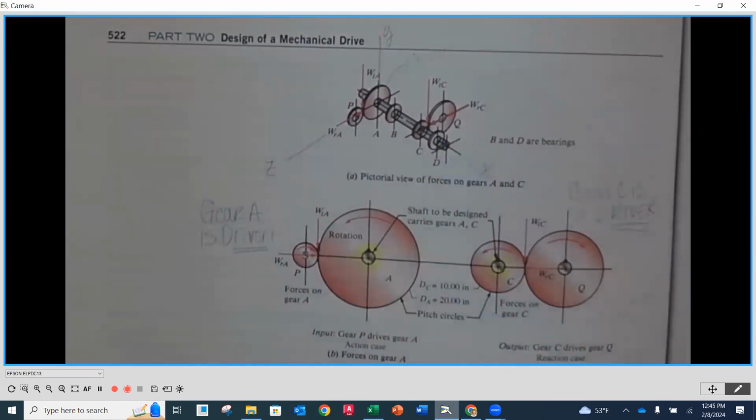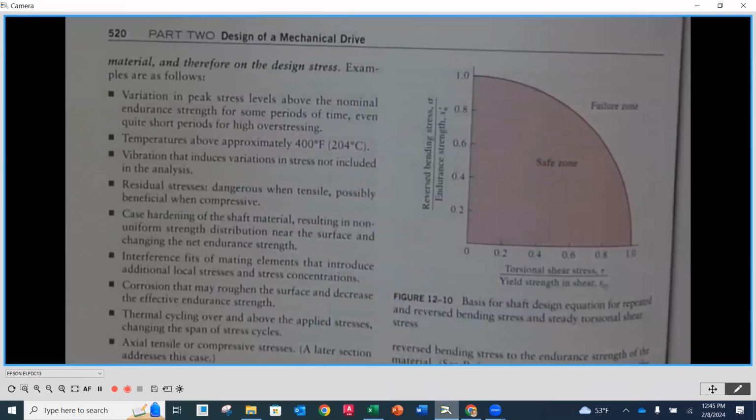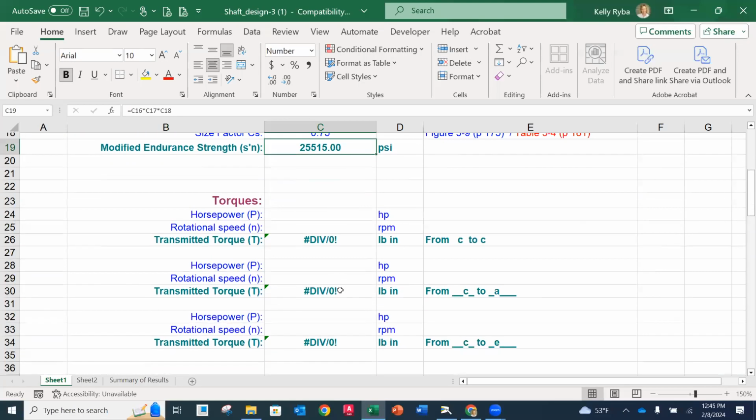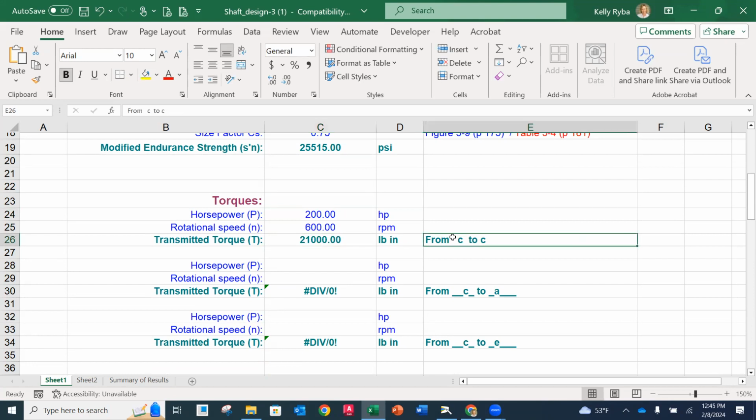So if it's telling us that there's 200 horsepower coming in and the rotational speed of our shaft is 600, we now can go back to our spreadsheet, and down in the torques area on sheet 1, we can say, all right, 200 horsepower, 600 RPMs. And then we want to tell it where it's acting from. So in this case, not C to C, it's acting A to C. So you want to add that in as a place marker.